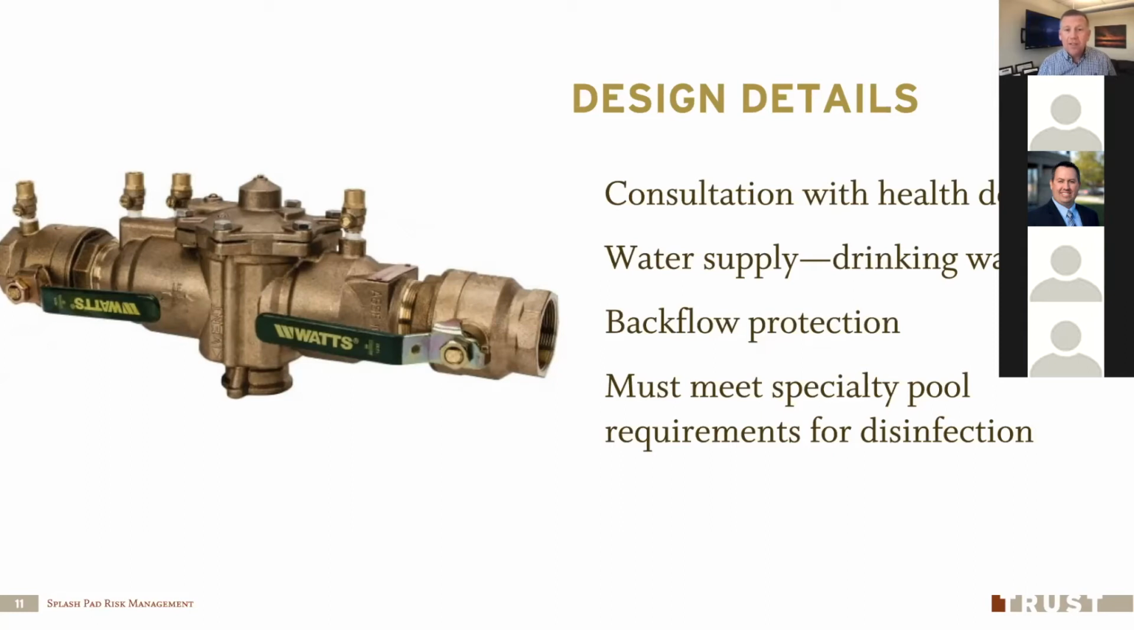So the water supply needs to be culinary drinking water. Okay, the original water coming in needs to be a drinking water standard. We should have a backflow preventer device on it. You probably dealt with these in other parts of that. There are some simple things, but things that we have to consider. They need to meet the specialty pool requirements for disinfection. So back to that standard, there is a section for specialty pools, and it says what type of disinfection we have to give the water when it's recirculating.